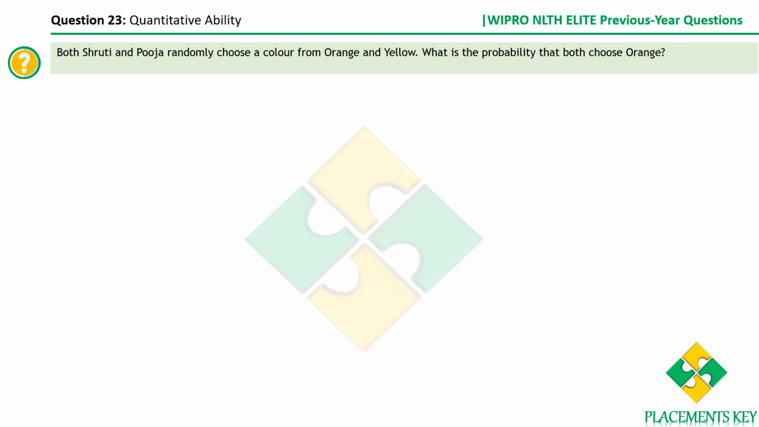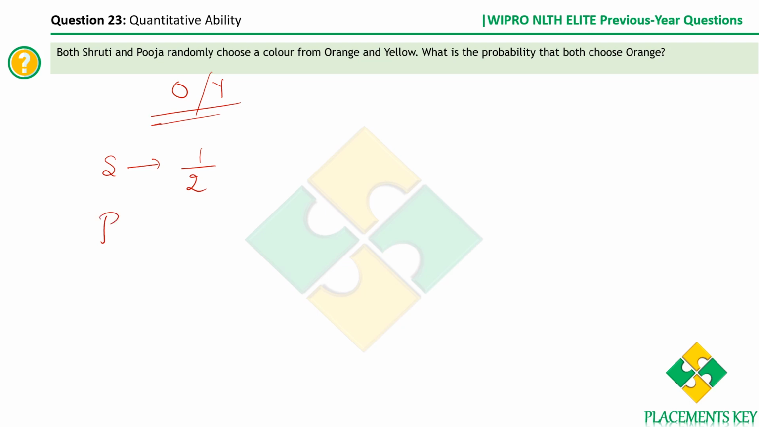Both Shruti and Pooja randomly choose a color from orange and yellow. What is the probability that both choose orange? So we only have orange or yellow to choose from. Now what is the probability that Shruti chooses orange first? The probability that Shruti chooses orange is 1 upon 2, because out of 2 colors she can choose, she has to choose orange. So it is 1 by 2.